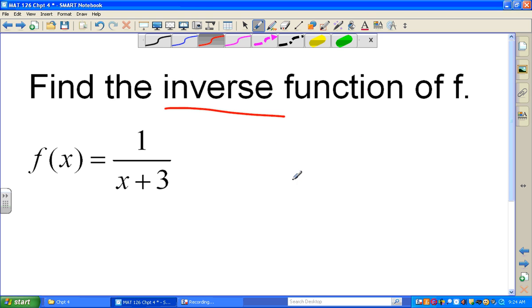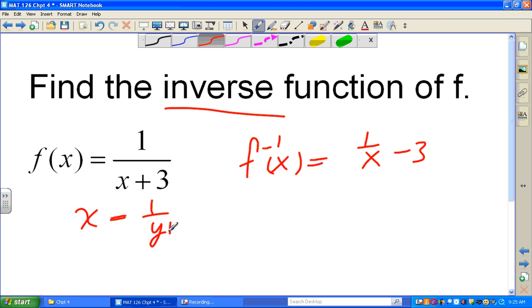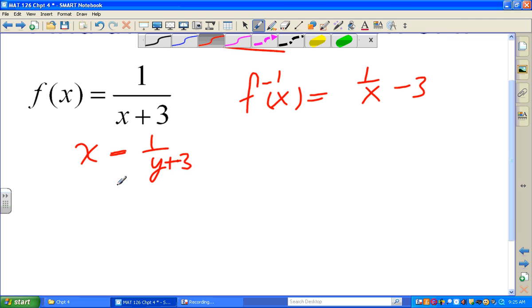What'd you get for your answer? 1 over x minus 3? Okay. Let's see. X equals 1 over y plus 3. And you can switch these terms. Y plus 3 equals 1 over x. Cross multiply and divide or whatever. So y equals 1 over x minus 3.